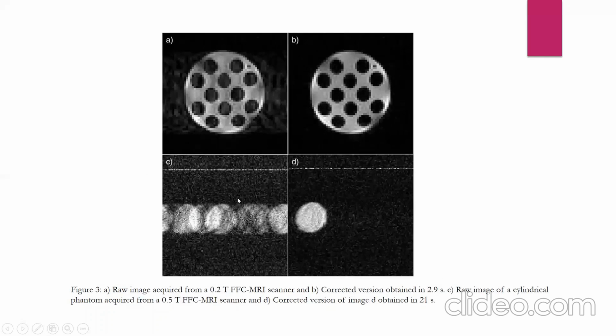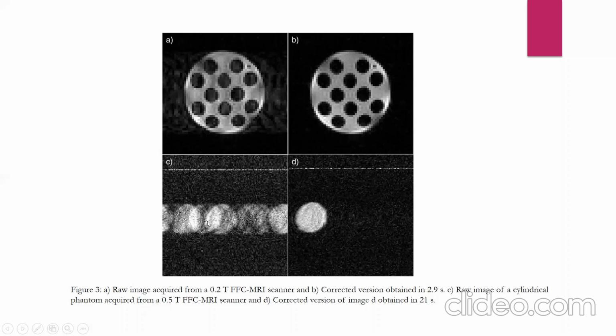Now we see some examples where we applied our algorithm. Here the A image is a raw image acquired from a 0.2 Tesla FFC-MRI scanner. In this image we can also see the ghosting in the horizontal direction. After applying our algorithm, the result is shown in the B image. Here we can see the ghosting is removed and we get a better quality image without any noise.